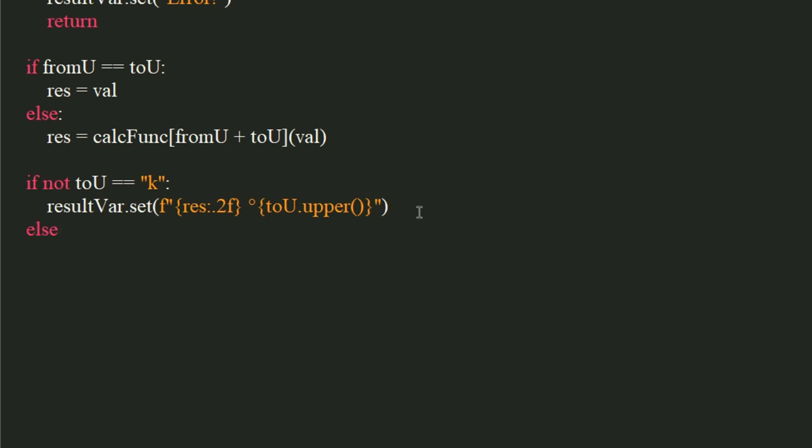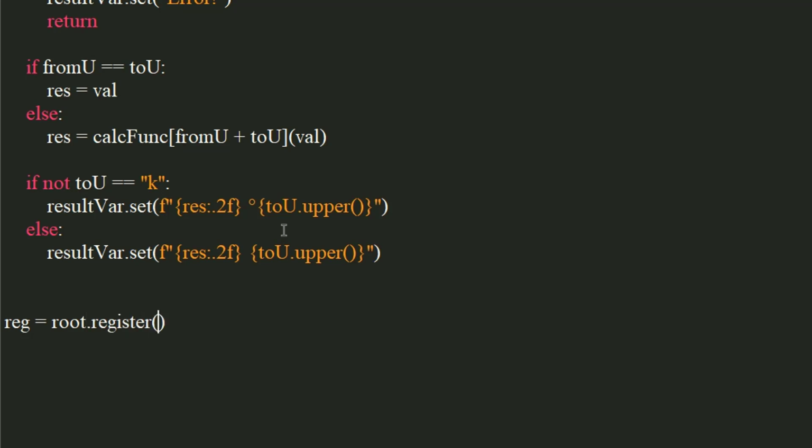Else, we'll do the same, but without the degree symbol. It is because Kelvin is an absolute temperature scale, so measurements made using it do not have a degree. Now, we will register our validate function in the root window, so we can use it for the validate command parameter of the entry widget.